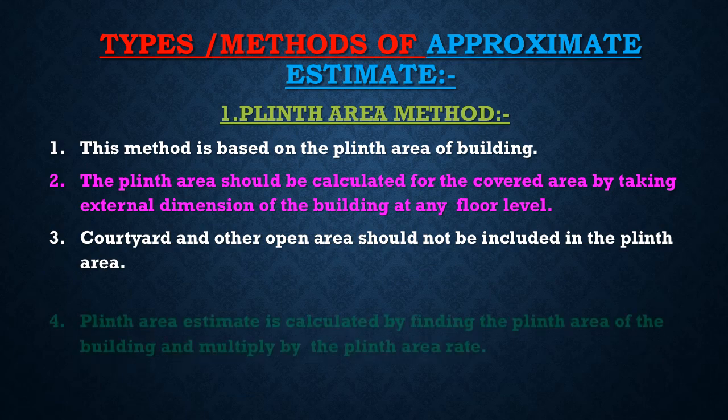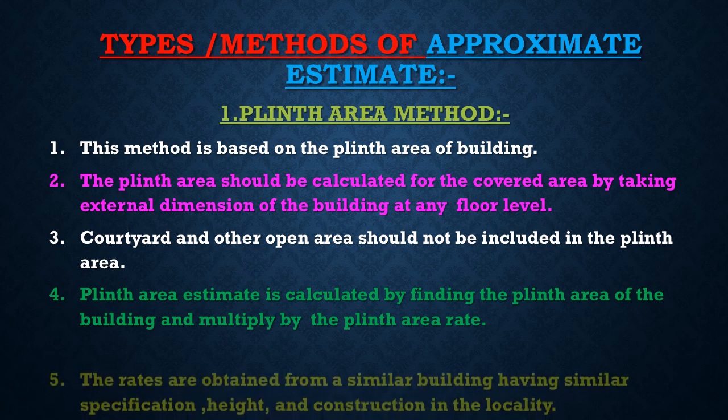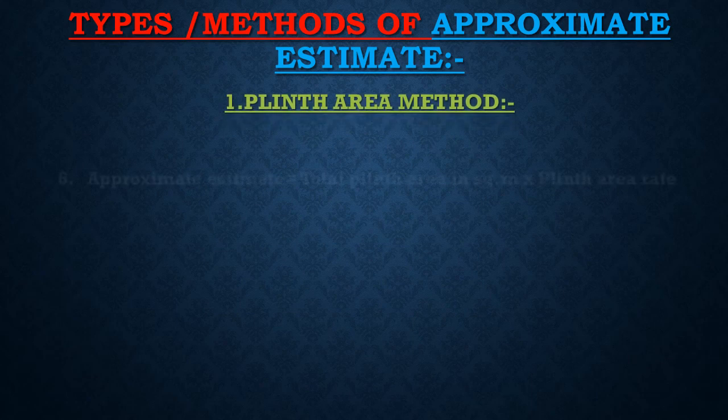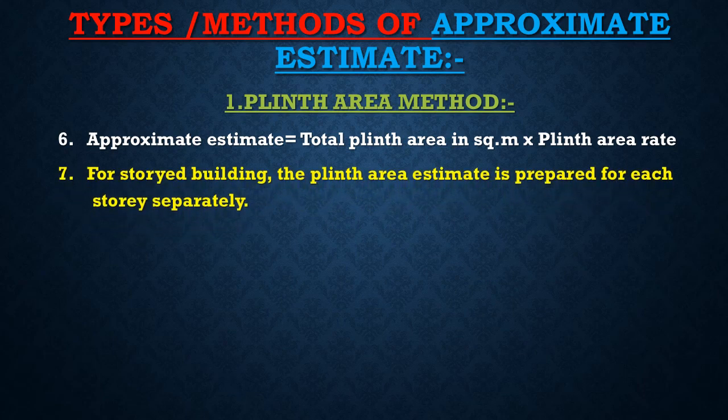Let's explain this method. In this method, first we calculate the plinth area of a building and then multiply this area by the plinth area rate. These rates are obtained from a similar building having similar specification, height, and construction in the locality. The formula by this method: approximate estimate is equal to total plinth area in square meter multiplied by plinth area rate. For a multi-story building, the plinth area estimate is prepared for each story separately.